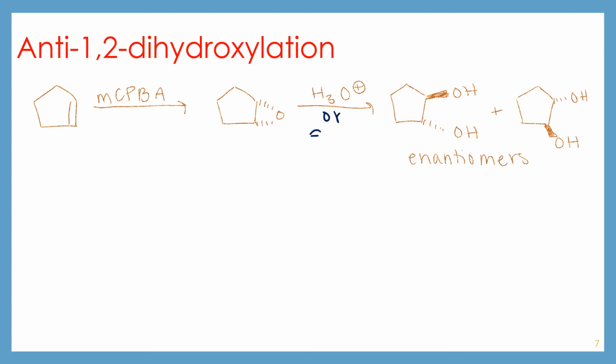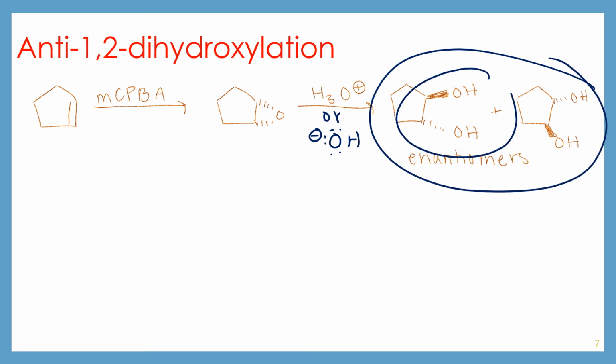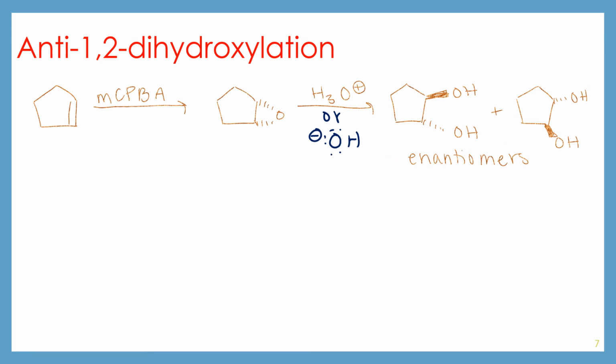It might be safer to do this reaction in hydroxide if the anti product is what you really have your mind set on, because then you could just know that it's going to directly attack and give you that anti stereochemistry. Either way, you end up with a pair of enantiomers that have the anti stereochemistry.